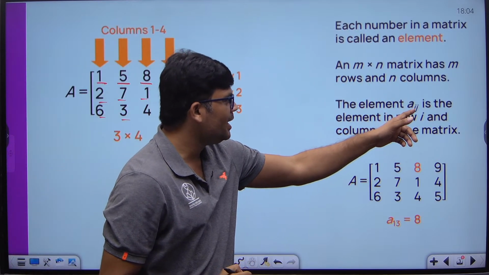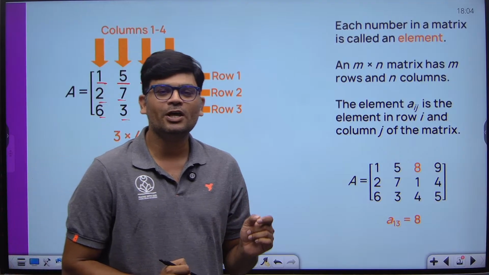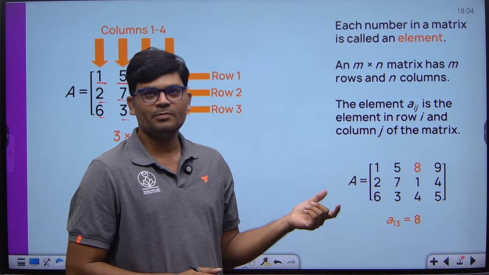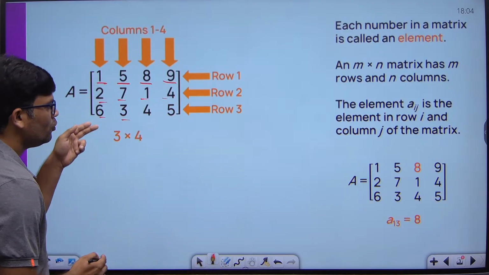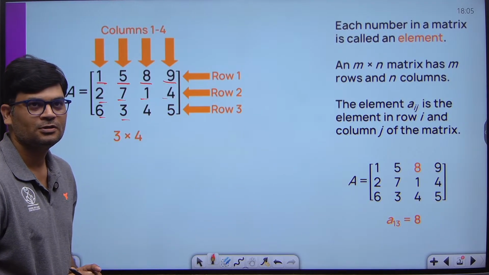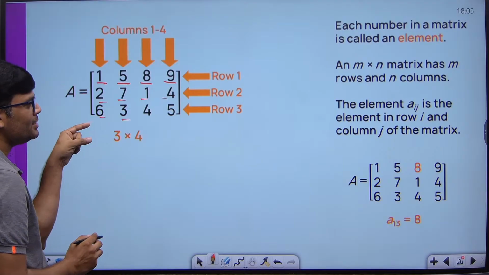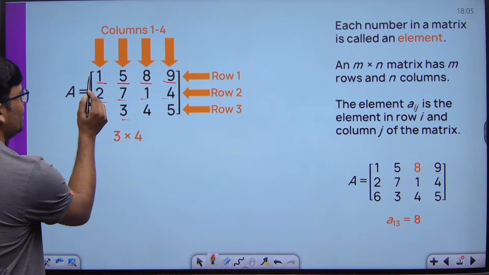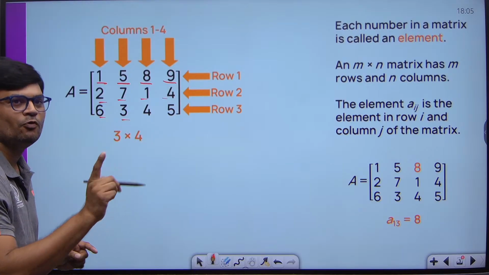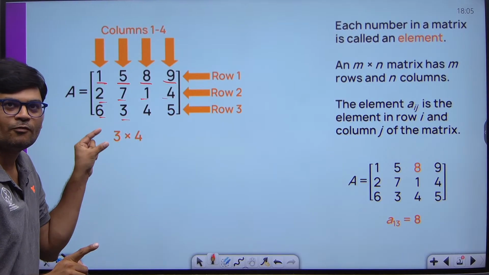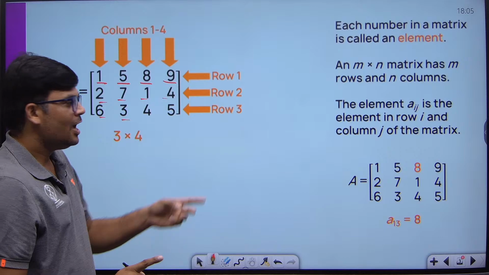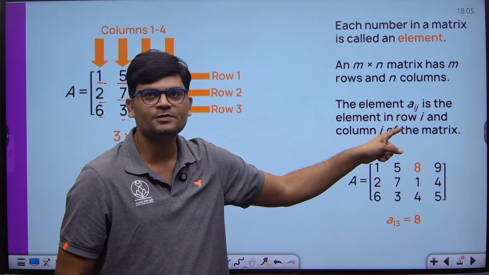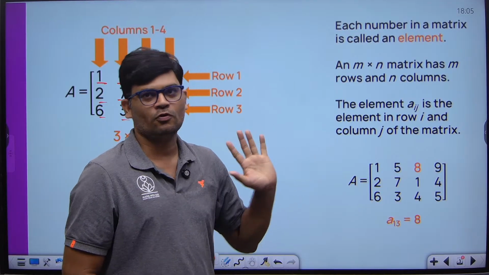And elements A I J. So why are we using I, J? Because in a general term we are saying I and J can be any number ranging from the number of rows to the number of columns. So what is the value of I in this case? I can range from 1 to 3, because the total number of rows is 3 only. And the total number of columns in this case is 4. So what is the range of J? J will range from 1 to 4.